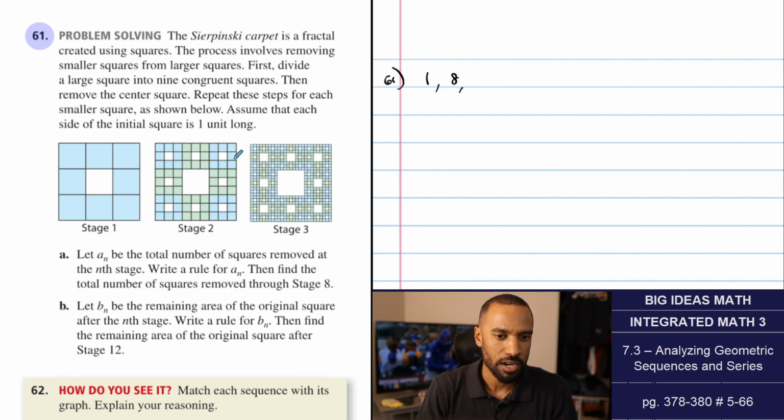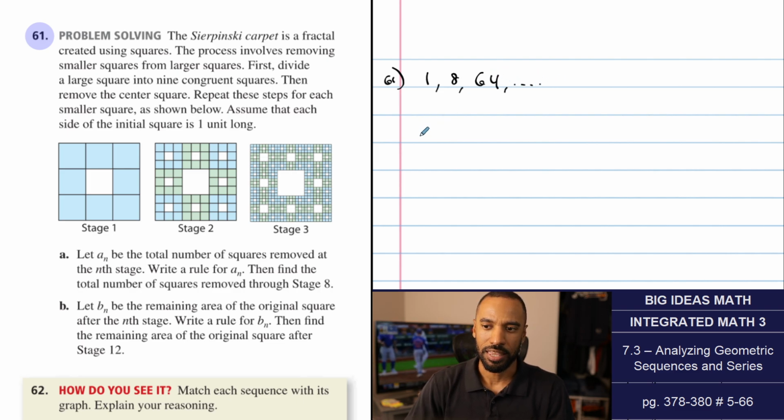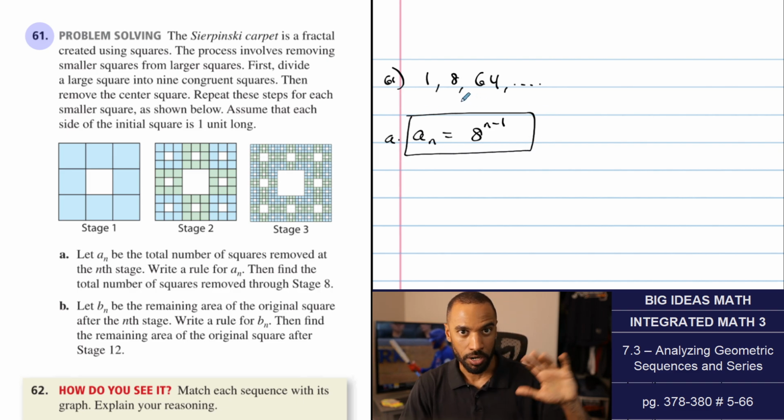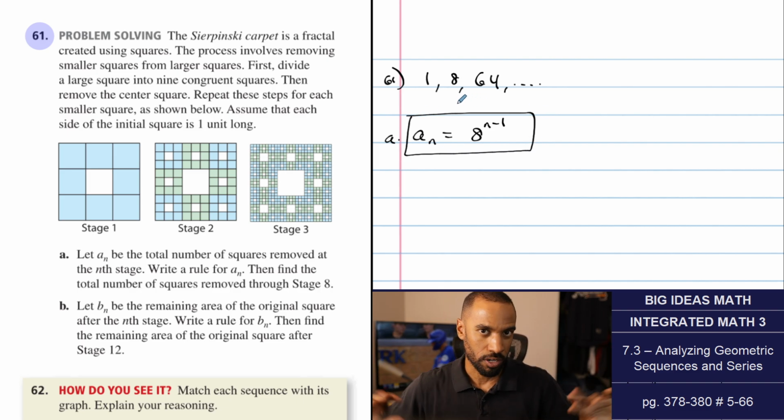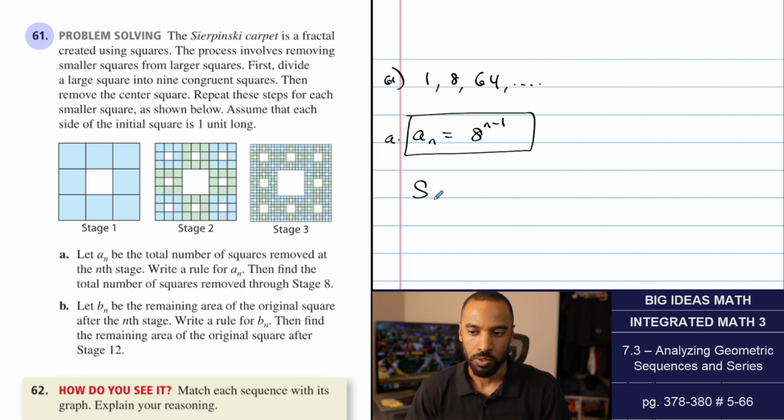In these ones here, there are 8 in this one, 8 in this one, 8 in this one, and there are 8 total. That makes 64. So I actually need to do it like this. So now the rule is going to be A sub n equals common ratio of 8 to the n minus 1 power instead of 9. 9 is the total number in each set overall. We're going to probably use a sum formula for that one, of course. Then find the total number of squares removed through stage 8. That is going to be the sum of those through n equals 8.